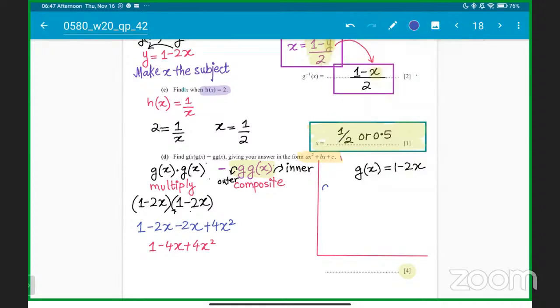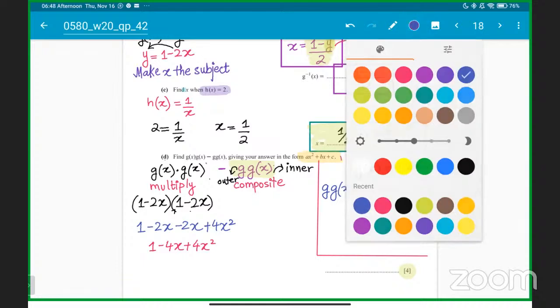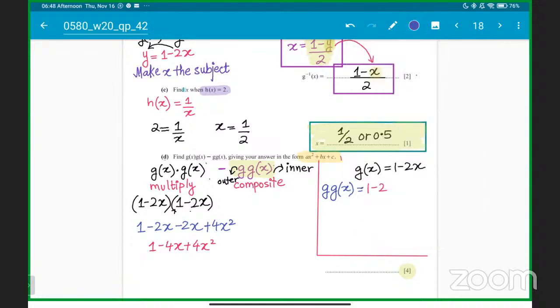Follow carefully. g of gx will be, in simple words, the g function putting itself in the g function. So you are going to write down the g function first, that is 1 minus 2x. People getting it? You write down the g function 1 minus 2x, and then inside the g function, you have to put the g function again.